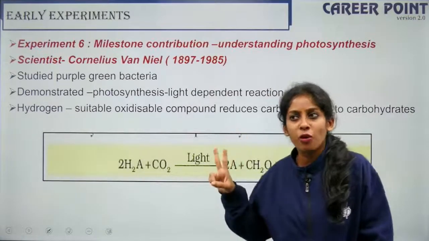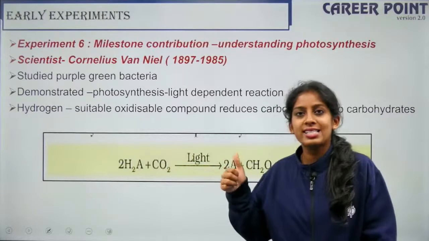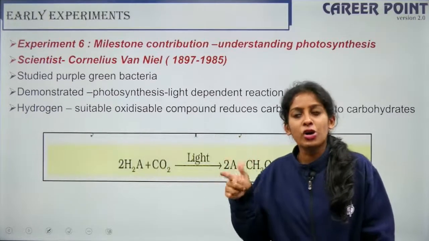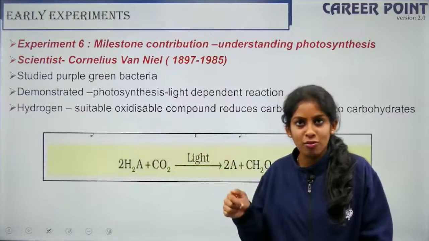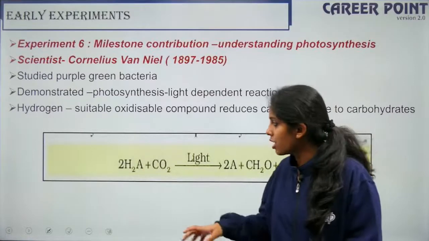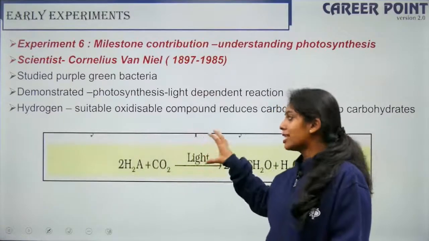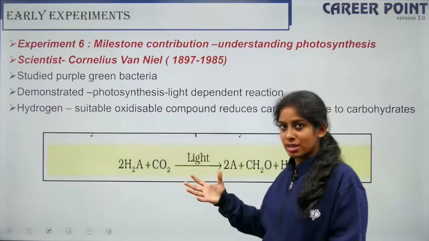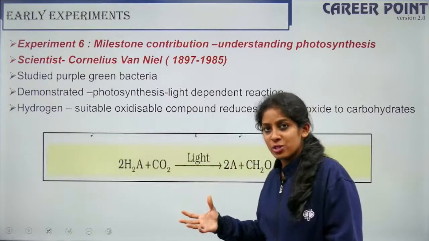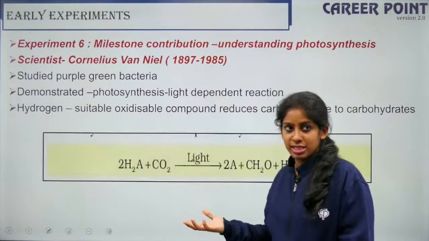There are two types of autotrophs, if you know. One is chemoautotroph, one is photoautotroph. Photoautotrophs prepare their food in the presence of light. Chemoautotrophs prepare their food in the presence of chemicals. Alright. So these purple bacteria, they prepare their food in the presence of chemicals. Okay. So when they prepare food in the presence of chemicals, oxygen is not released.